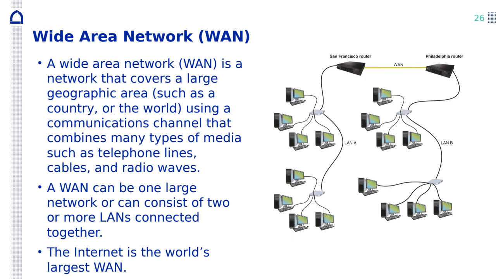Wide area network covers a large geographical area, maybe like a big city, country. Okay. And also it can consist of 2 or more LANs connected together. And what is the largest WAN network? Internet. Okay. This is it for this chapter.